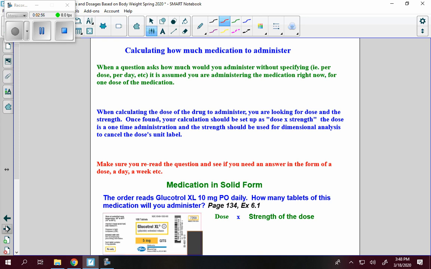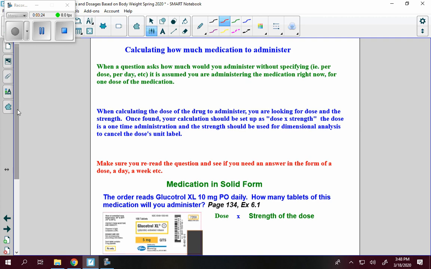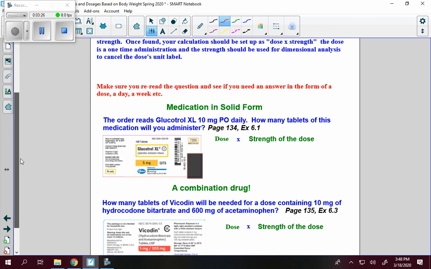So when calculating the dose of a drug to administer, you are looking for the dose and you're looking for the strength. Once it is found, your calculation should be set up as dose times strength. And the dose is a one-time administration, and the strength should be used for dimensional analysis to cancel out that dose's unit. So we're going to make sure we reread the question to make sure that all we need is the dose, not per day, per week, etc. Those are some key tips to coming back, because this is going to be all word problems from now on.